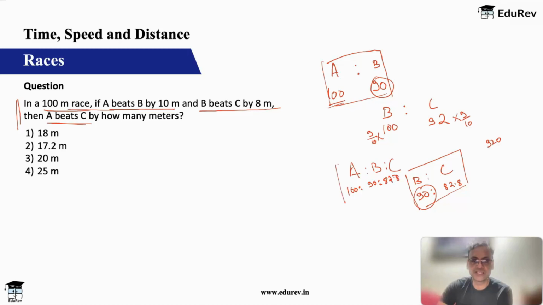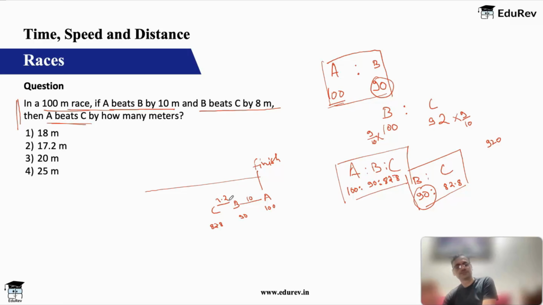So this is now the same point of time. In the race, when A is at finish, A is here, B is here, C is here. The gap between A and B is 10 and the gap between B and C is... so A is at 100, B is at 90, C is at 82.8. That means their gap is 7.2. Okay, so this is the answer.